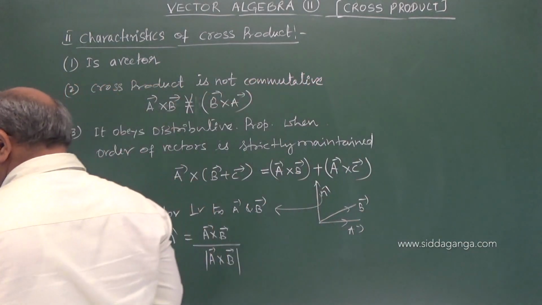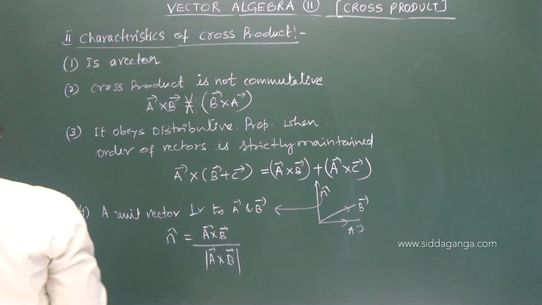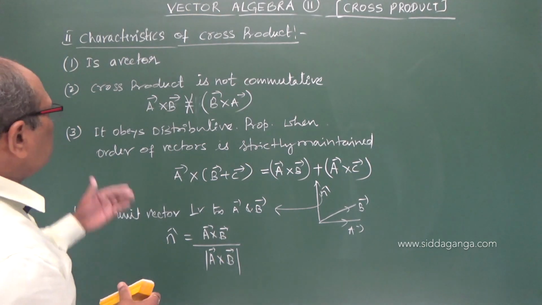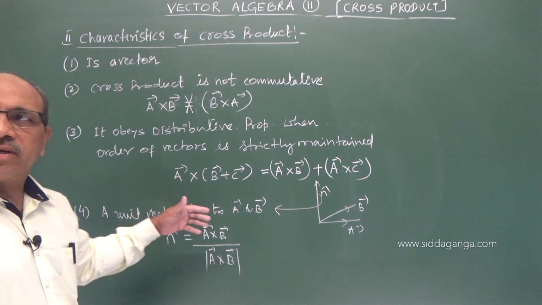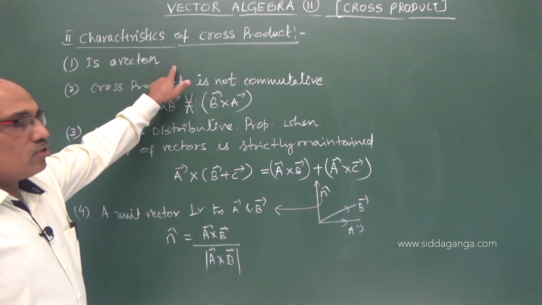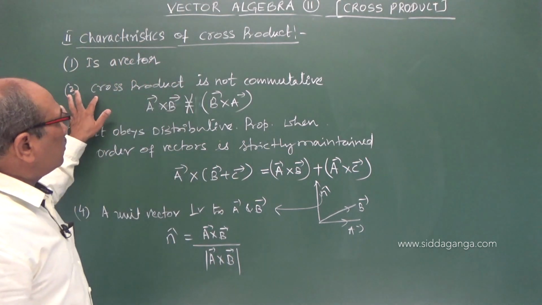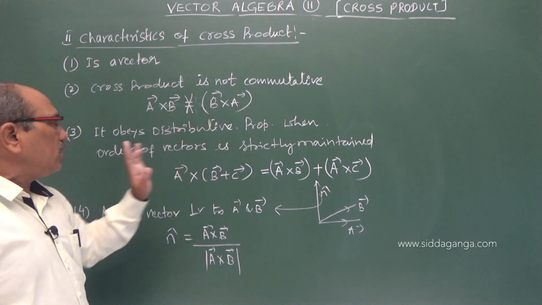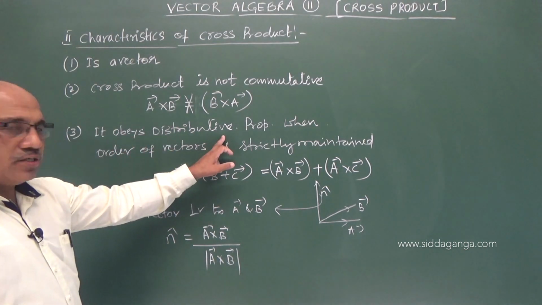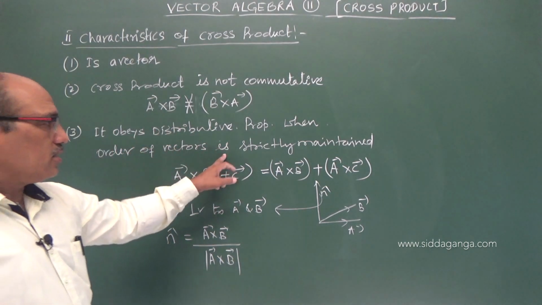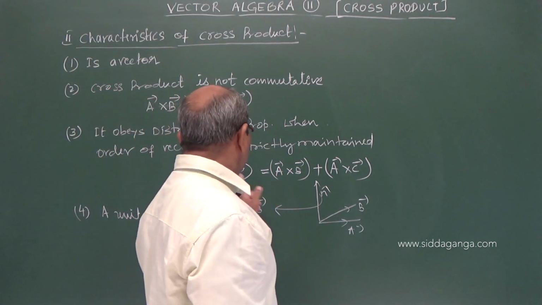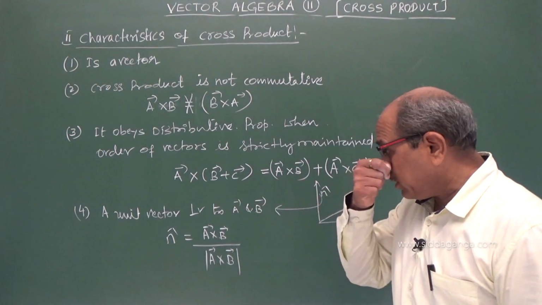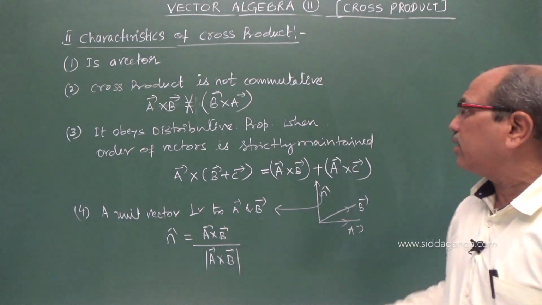So then coming to the other cases, I remove this, just I conclude here. See, cross product is always a vector. Cross product is not commutative, meaning A cross B is not equal to B cross A, and it obeys the distributive property only when the order of vectors is strictly maintained. Then A cross B plus C is A cross B plus A cross C, and again a unit vector perpendicular to A and B can be required.